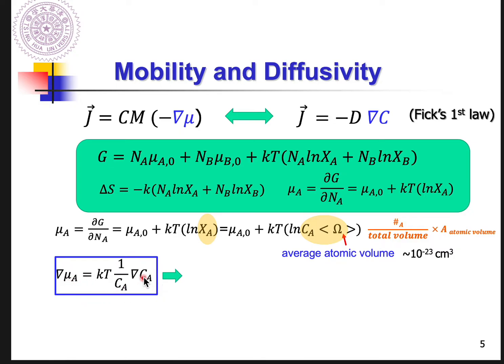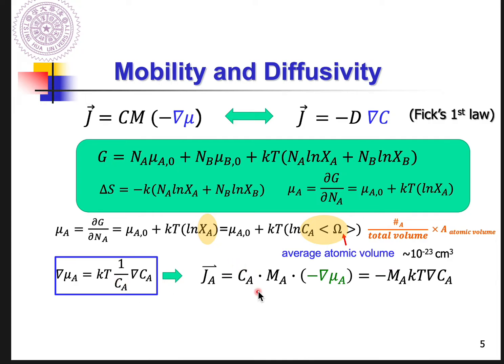So this result shows you that as long as you have a large concentration gradient, usually the chemical potential gradient is large as well. It's a proportional relationship. So we substitute this chemical potential gradient with this concentration gradient. So we get C_a M_a, and this term we substitute with this. And C_a drops out.